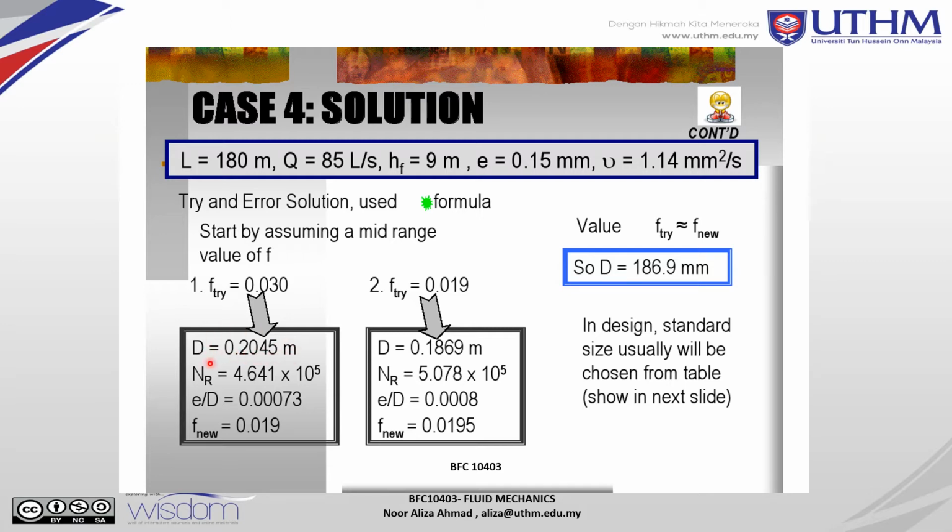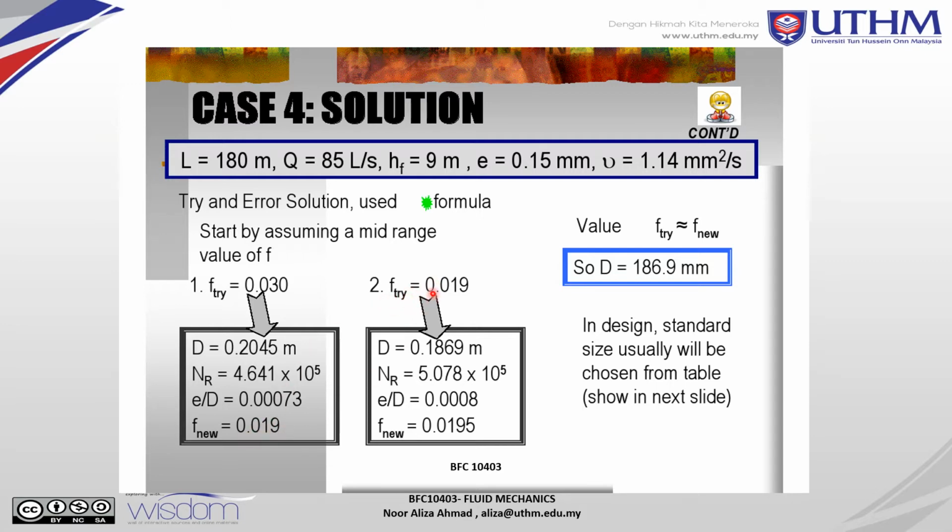0.2045 meter, and get the Reynolds number. And you must look at the Moody chart and find the E over D. You get 0.00073, and you get the F new from the Moody chart. But the F new is not the same as the F trial here. So you use the F trial second at the second stage, using the F new that you get.